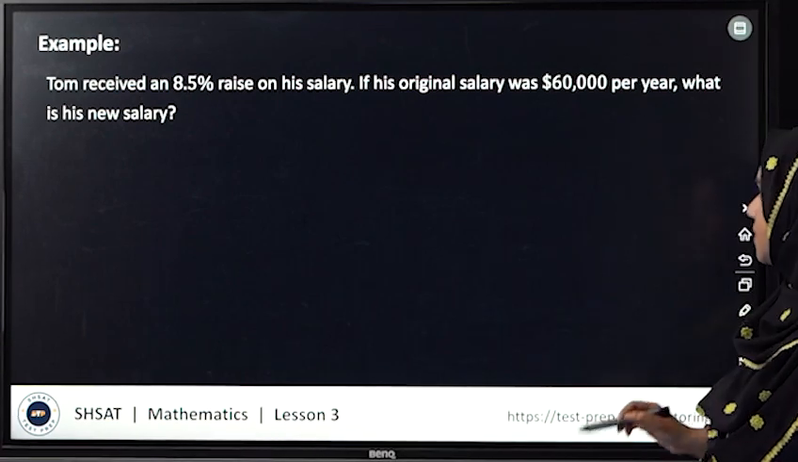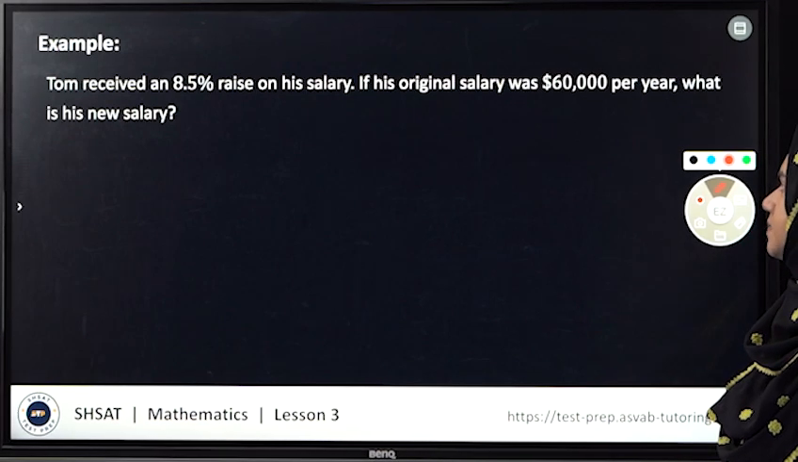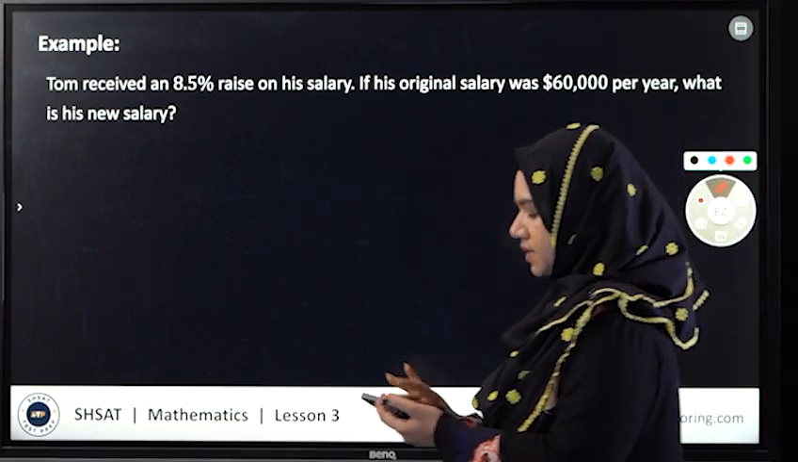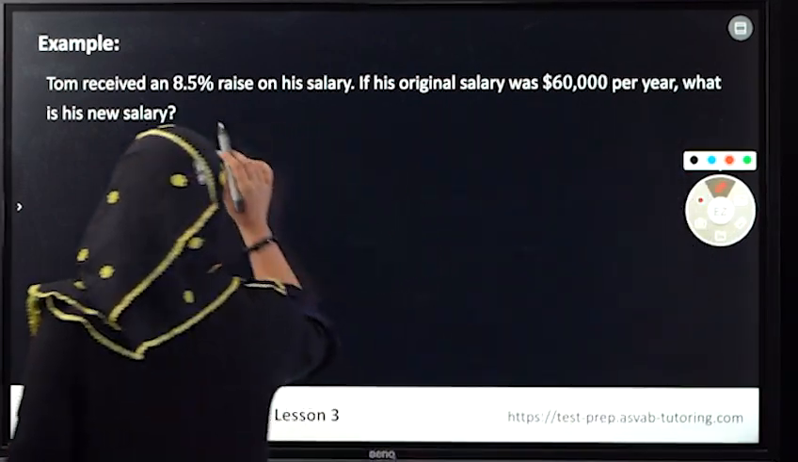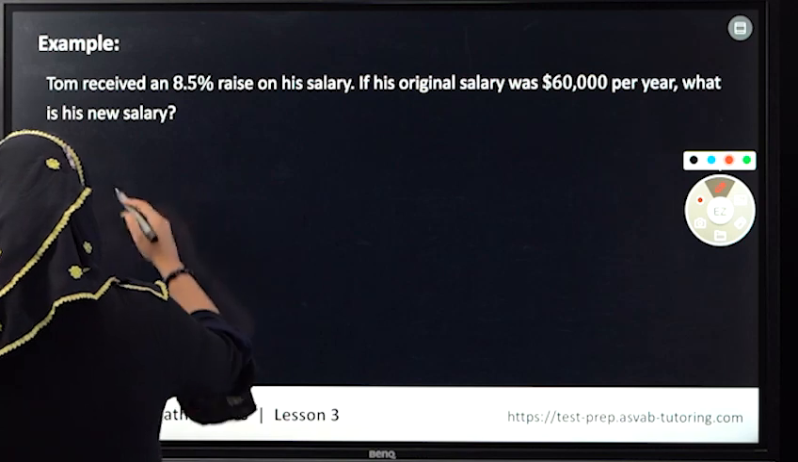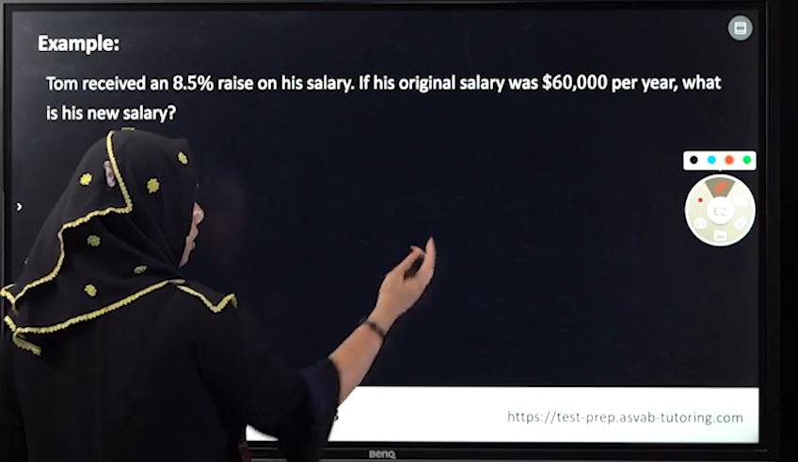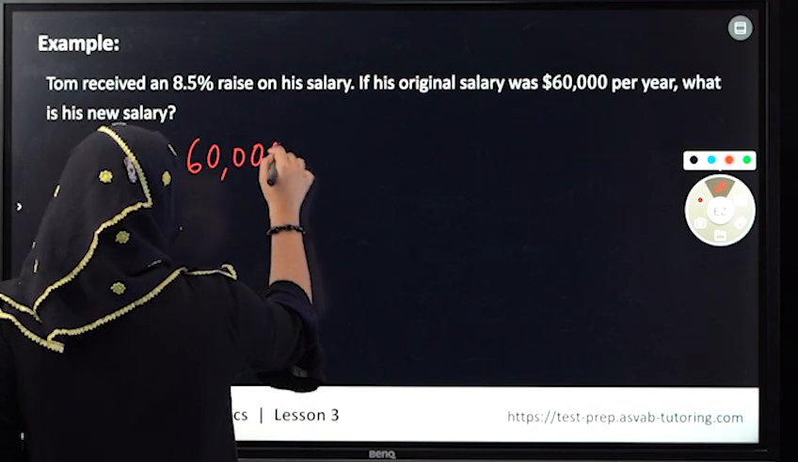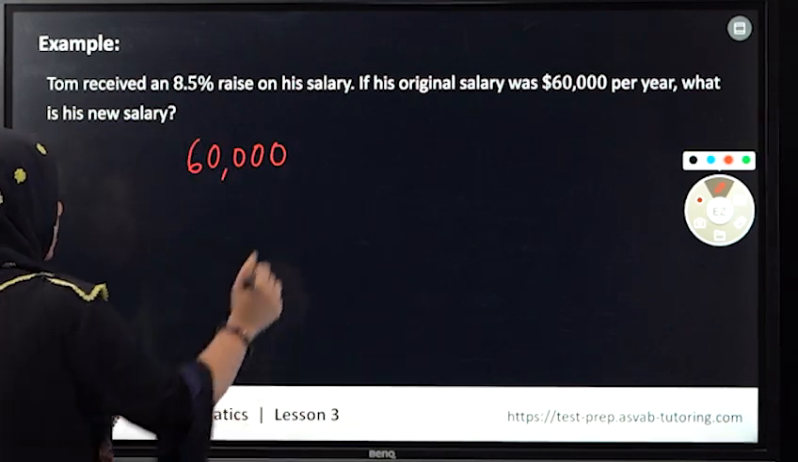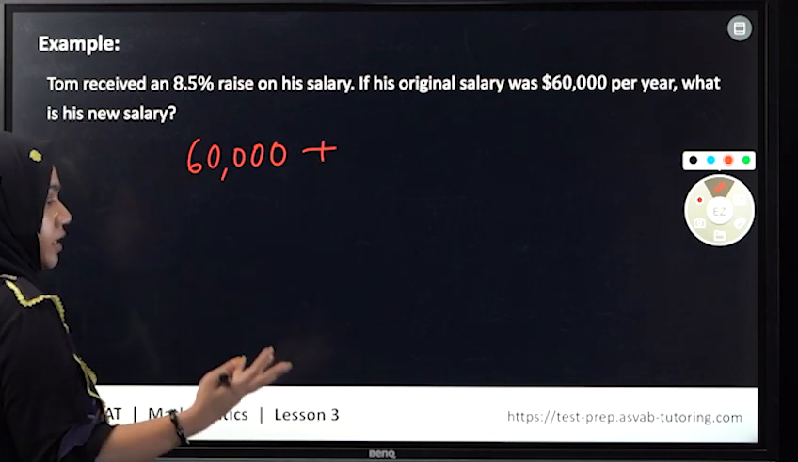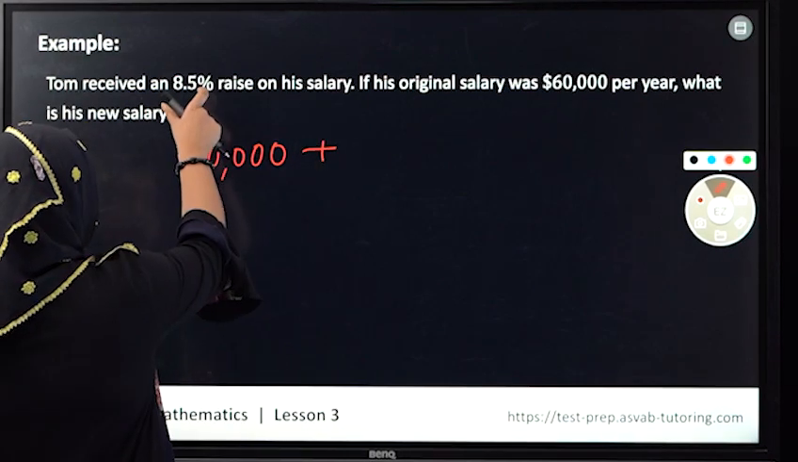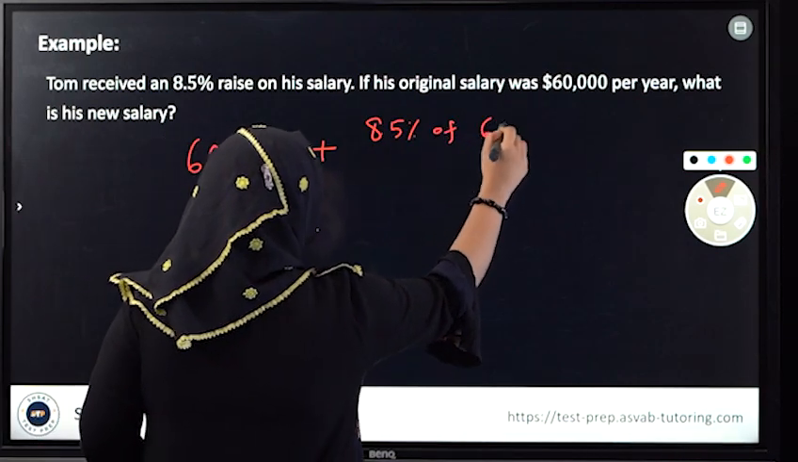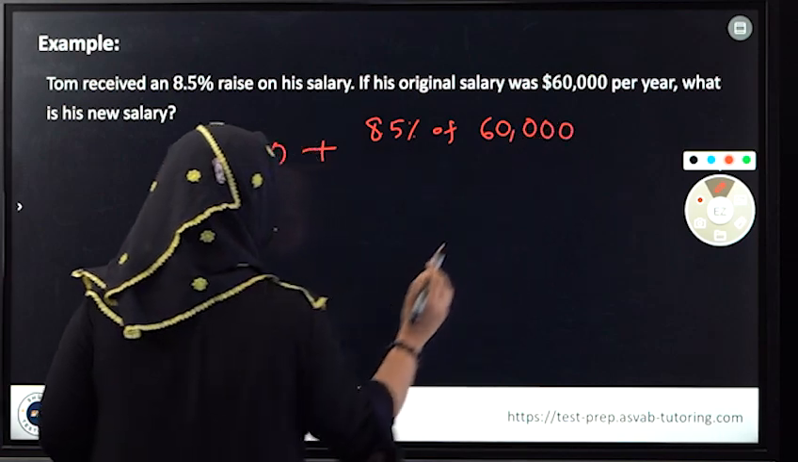Tom received an 8.5% raise on his salary. If his original salary was $60,000 per year, what is his new salary? Okay, so Tom received what? An 8.5% raise. We do know his original salary was 60,000. So, because he got a raise, we need to add 8.5% of the 60,000 to the original 60,000, right?